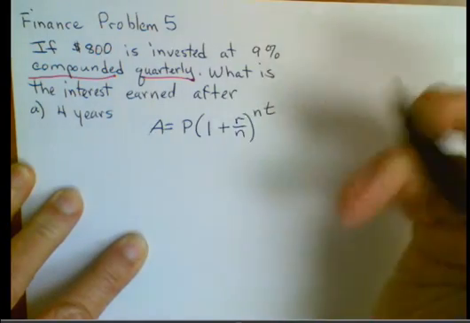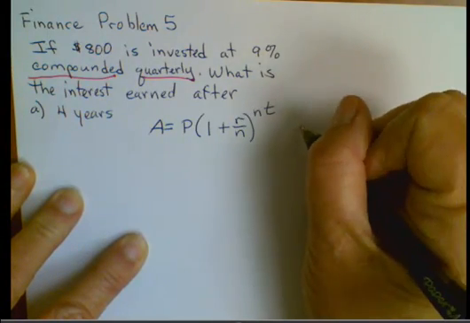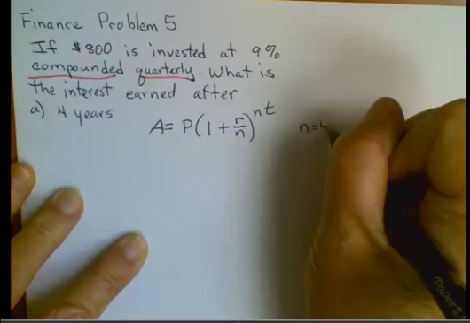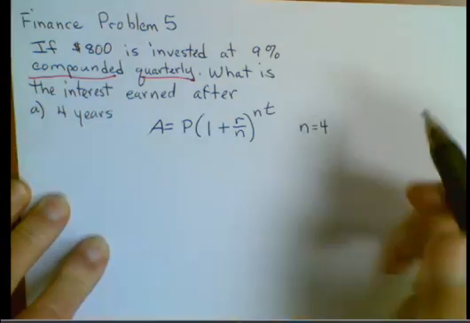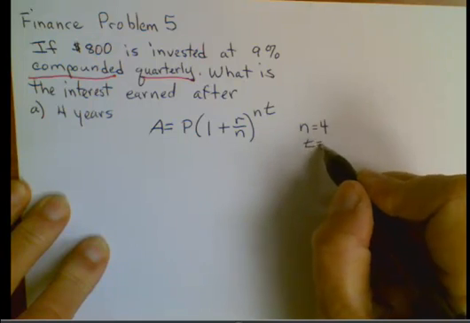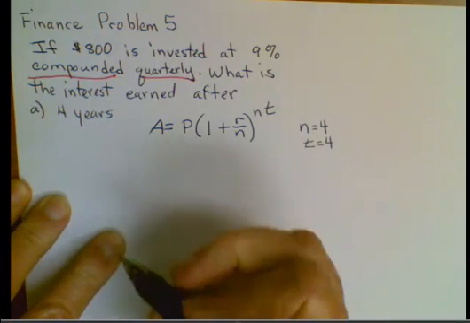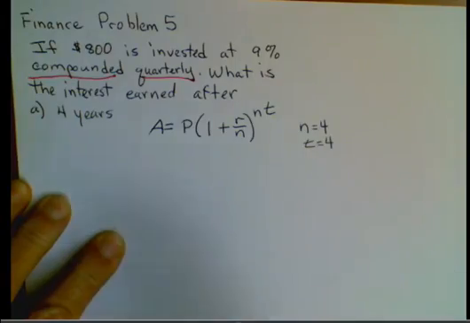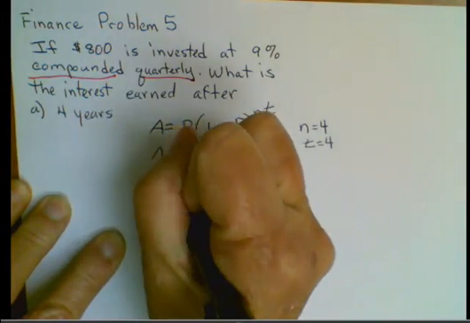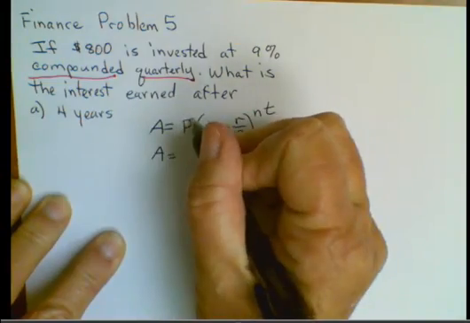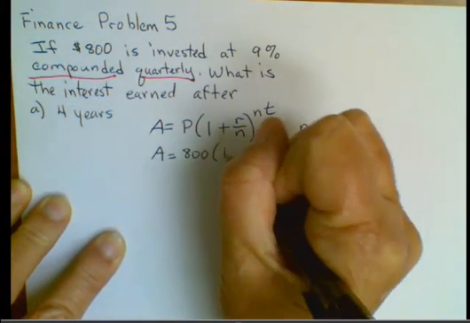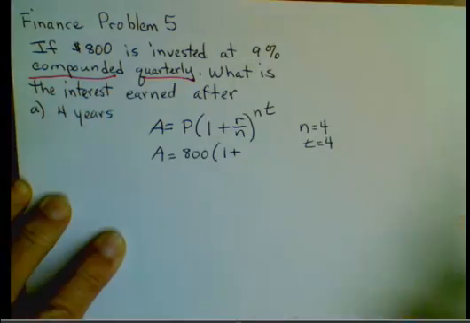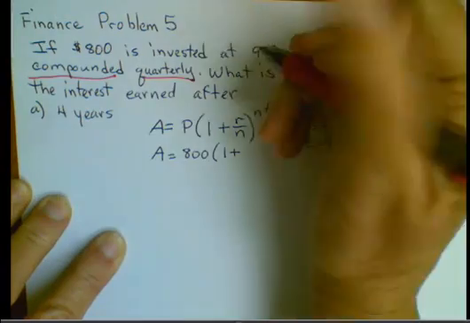They said compounding quarterly. Quarterly is 4. So N is going to be 4. And our time is also 4 in this particular problem. So let's put in what we know. We know our principal is $800. Our rate is 9%. Switch it to a decimal.